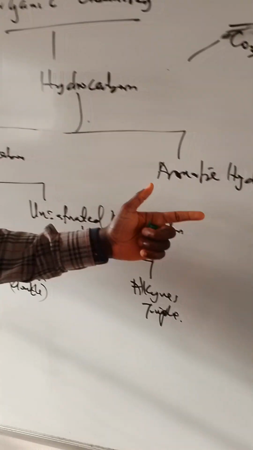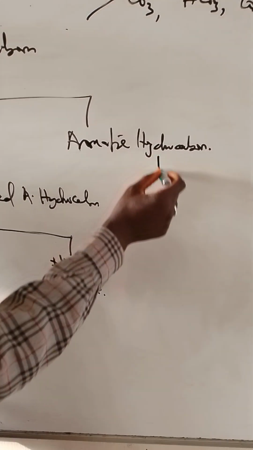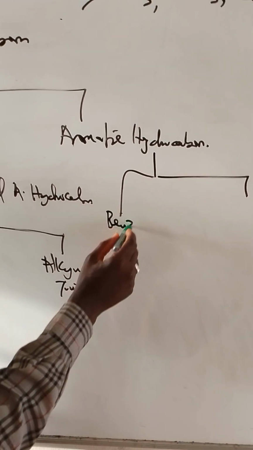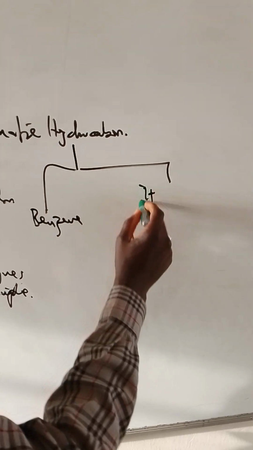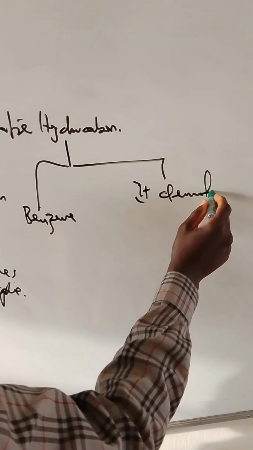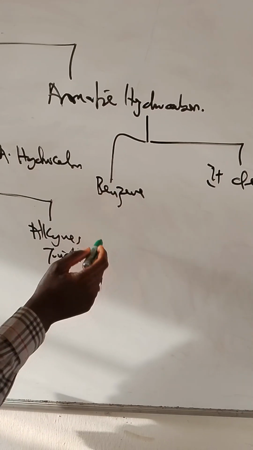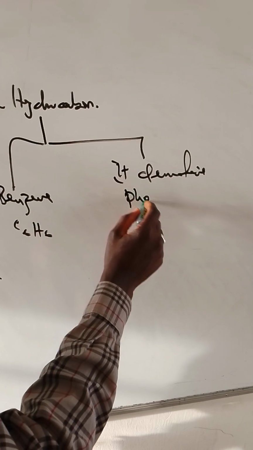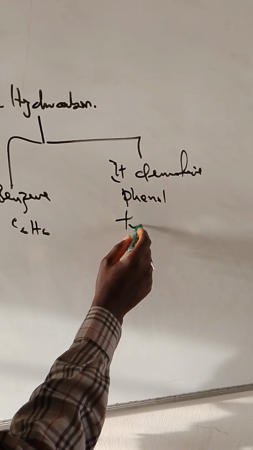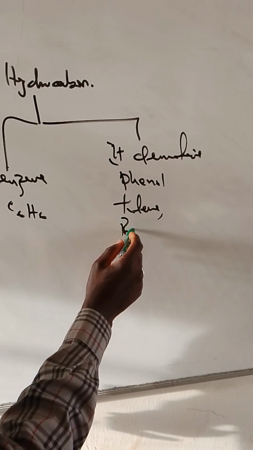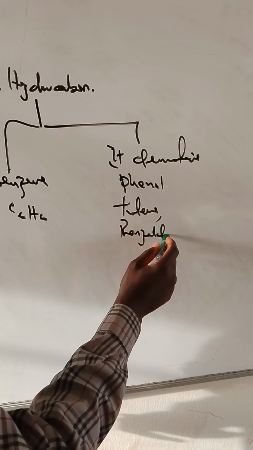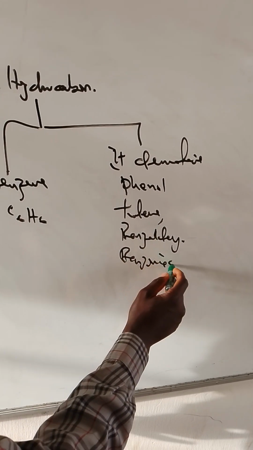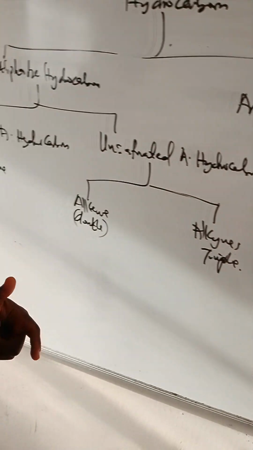Now, permit me to digress into the aromatic hydrocarbon. The aromatic hydrocarbon is also divided into two: benzene and its derivatives. An example of benzene is C6H6, and the benzene derivatives include phenol, toluene, benzaldehyde, and benzoic acid, as the case may be.